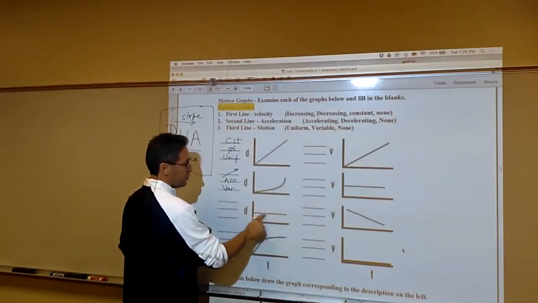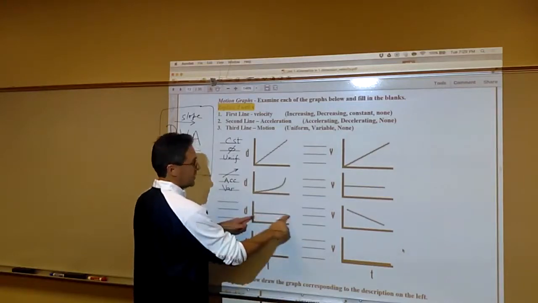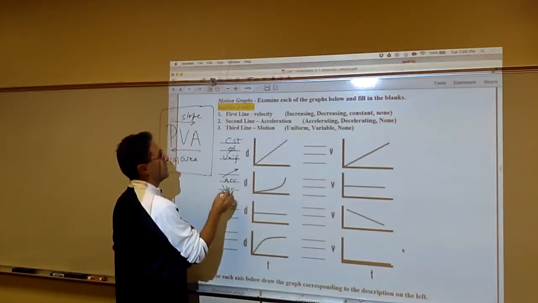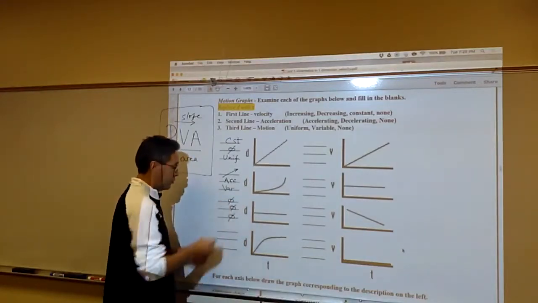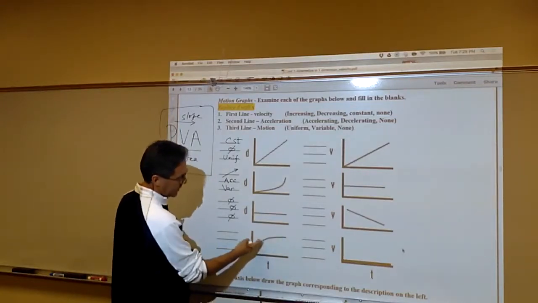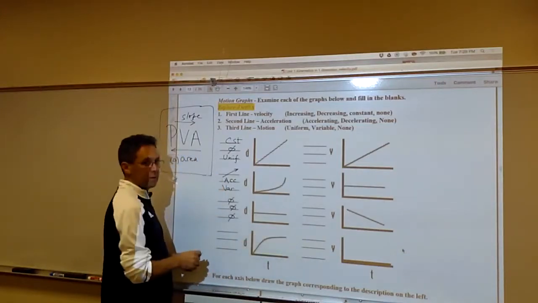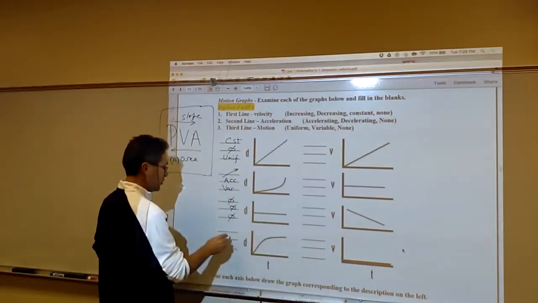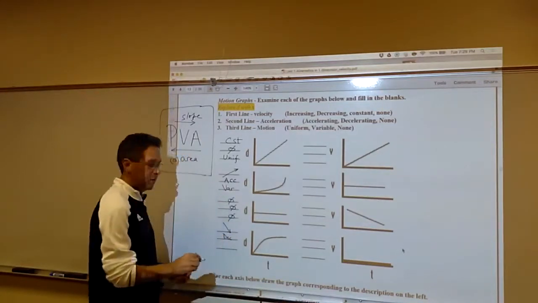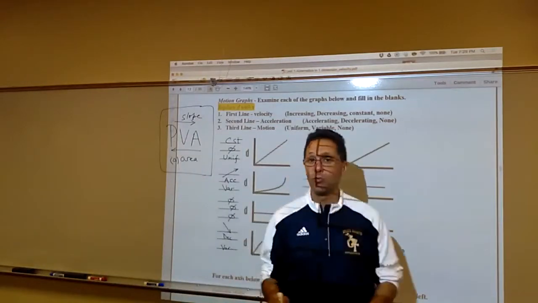Here, there is no motion. In other words, you're stuck in this position. The time passes and you're stuck here. So there's no motion, no acceleration, and there's no motion, period. Here it looks like the steepness is getting less as you travel in time. So steep, less steep, less steep, less steep. So you're reaching a plateau, basically. So as the velocity is decreasing, you are decelerating because you're slowing down, and it's a variable motion.